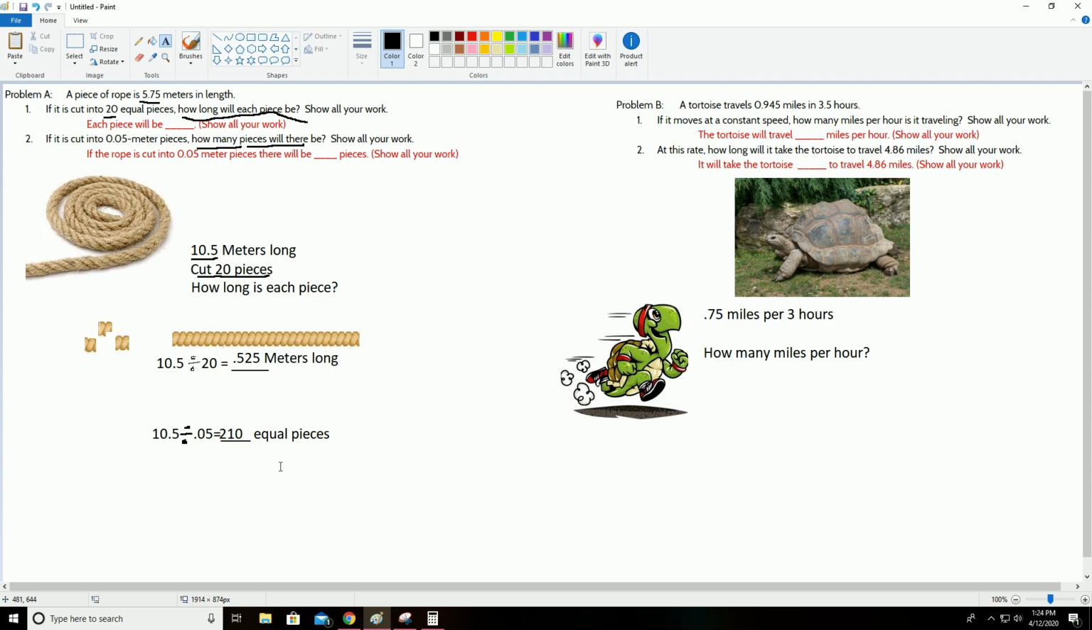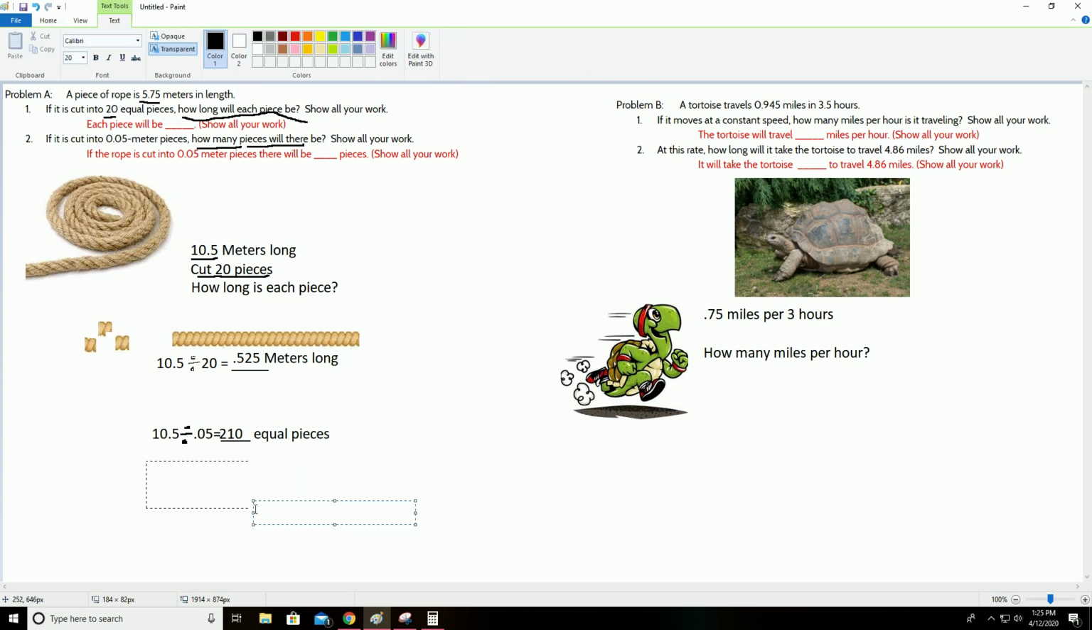Now you might say that's pretty big. Are you sure? Well, here's another way that you can check your answer. You can actually take your answer that you found, and we can set up a different problem, and we can say, okay, we're going to check our work here.